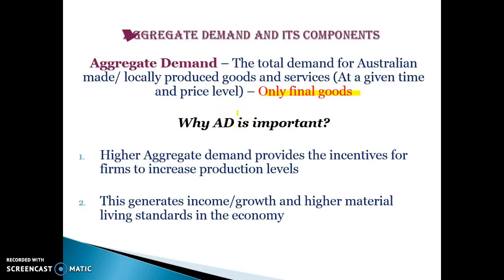And aggregate demand is important because, well, if nobody wants to demand our goods and services, there's no real point in supplying them. So higher aggregate demand provides the incentives for firms to produce goods and services. And with that production, that helps to generate income, generate growth, generate future expenditure for our economy. So without aggregate demand for our products, there won't be any production of goods and services, and therefore it won't help to boost our material living standards.